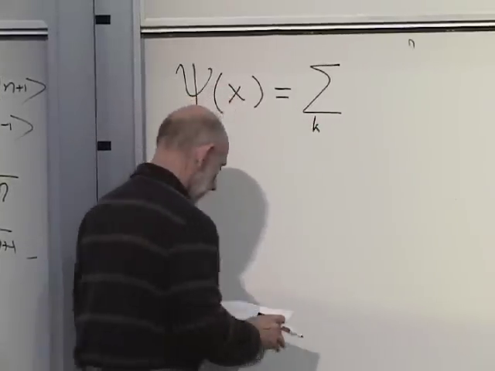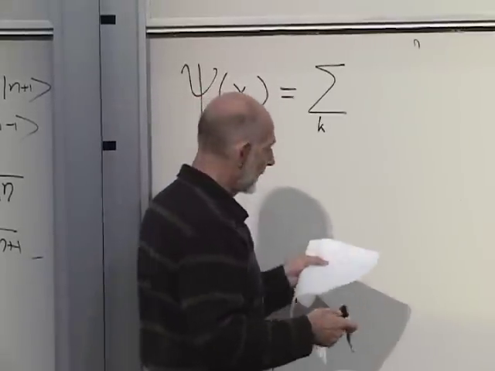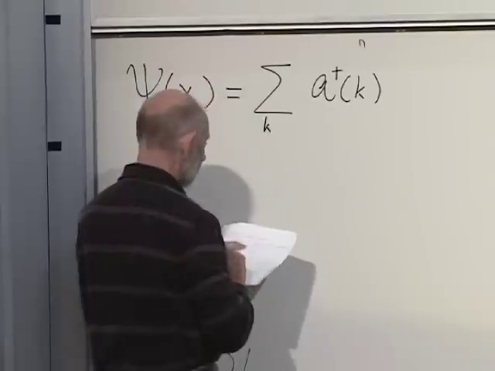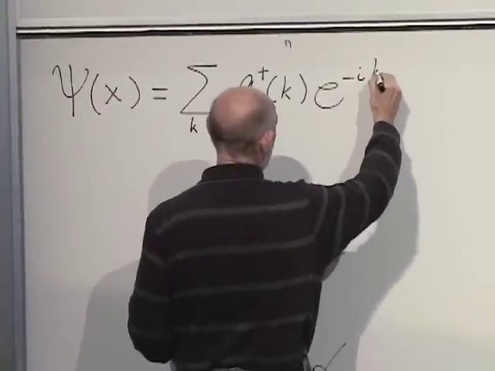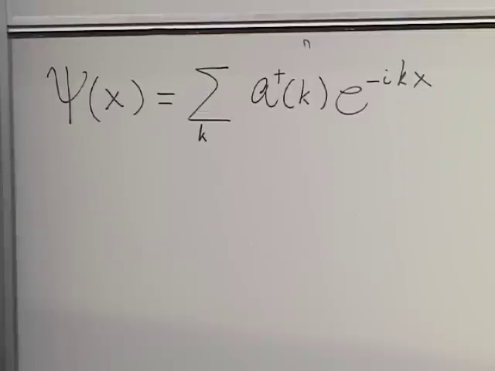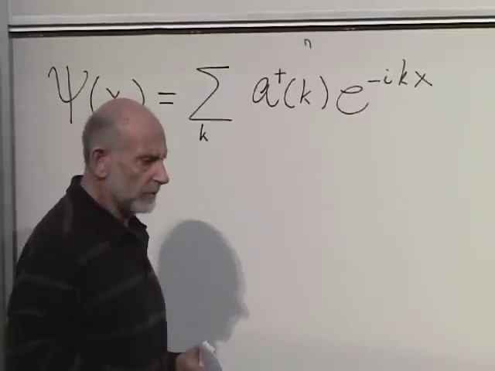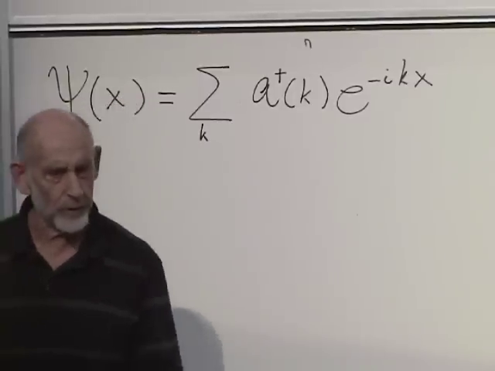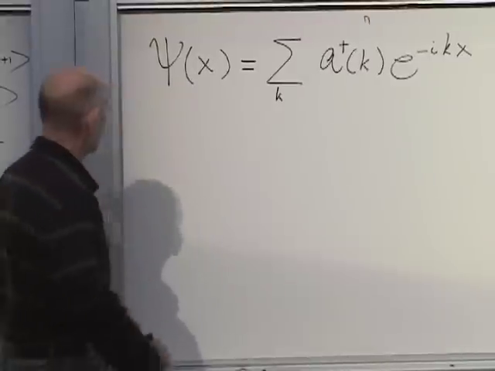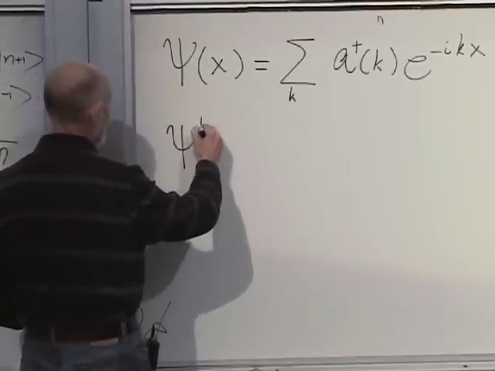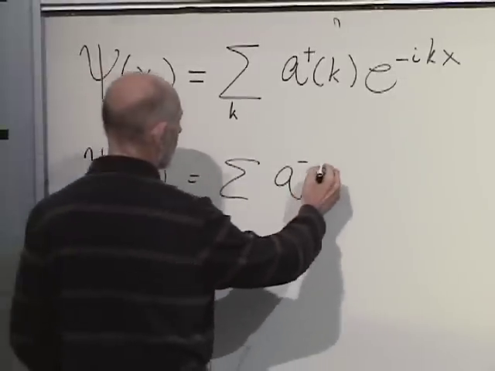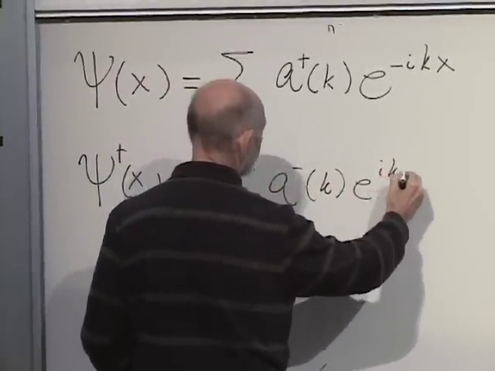Sum over k, summation over k of the creation operator for a particle of momentum k times e to the minus i kx. That now has become a quantum field. There's a conjugate quantum field, and if we're quantum mechanics people, we talk about the Hermitian conjugate. If we're classically oriented people, we simply talk about the complex conjugate. We can call it psi star or psi dagger of x, the complex conjugate, which is a similar thing involving annihilation operators times e to the plus i kx.